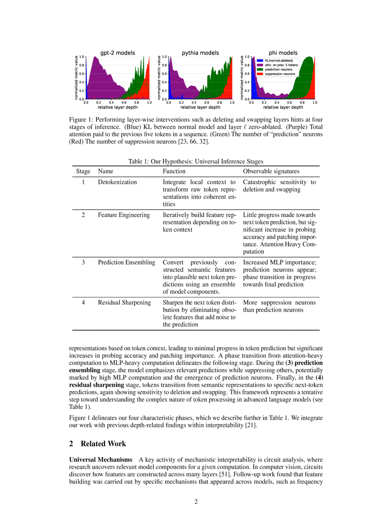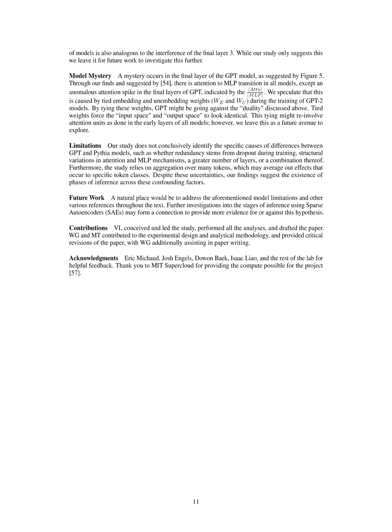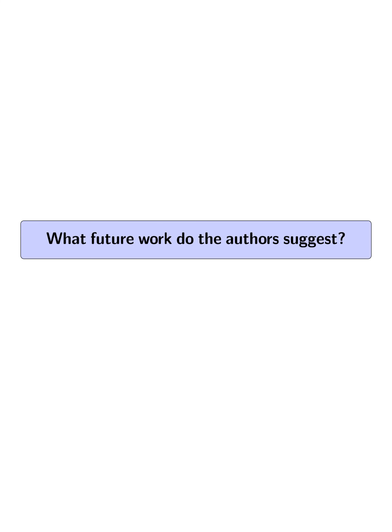Additionally, the study relies on aggregating data over many tokens, which could potentially mask effects that are specific to certain token classes. Despite these uncertainties, the findings suggest the existence of inference phases across these confounding variables. Further research is needed to address these limitations and explore other references mentioned throughout the text. Future work could involve investigating the stages of inference using sparse autoencoders, SAEs, to provide more evidence, either supporting or refuting the proposed hypothesis. What future work do the authors suggest?